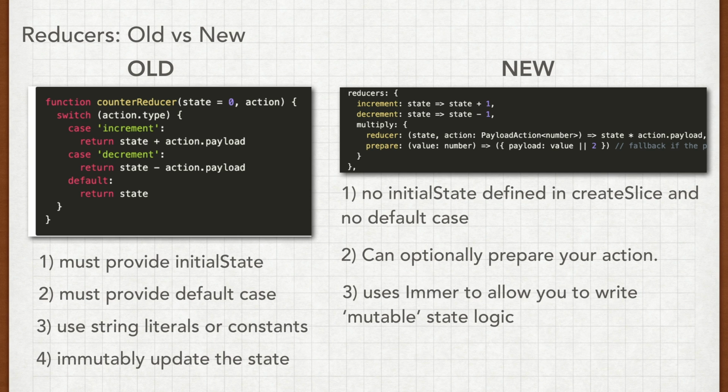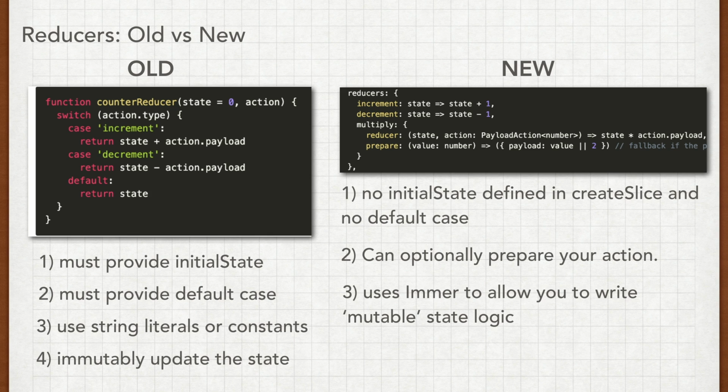And number three, this uses Immer to allow us to write quote unquote mutable state logic. What that means is we could use methods like push or splice or manipulate a property of an object directly. And what Immer will do is it will detect that we have mutated the state, and it will replace that code with immutable state logic. So we could safely update it without worrying.